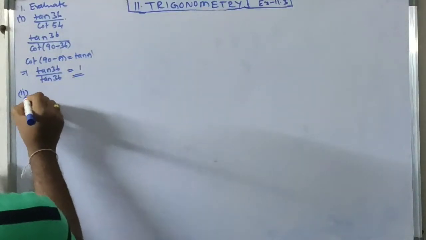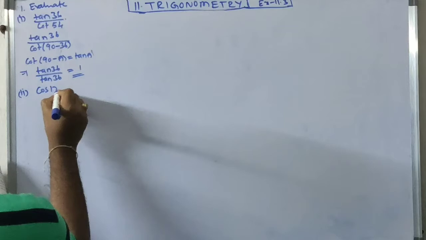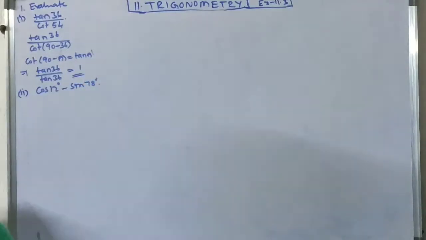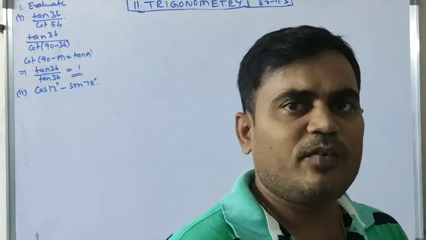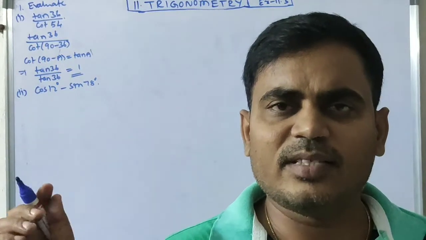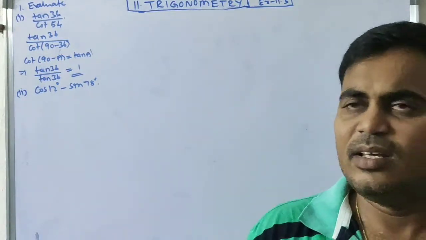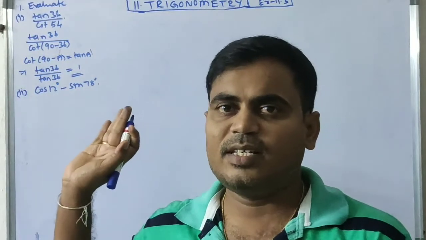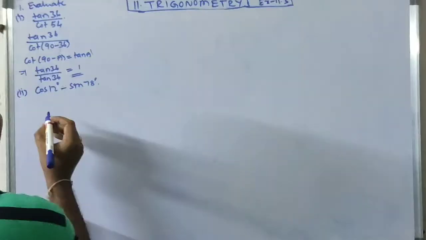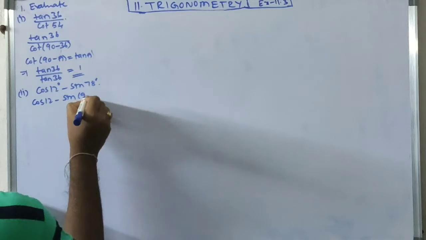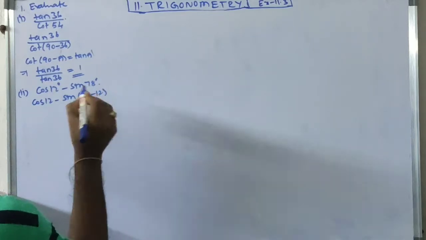Next, the second one is cos 12 degrees minus sin 78 degrees. If we observe the angles 12 and 78, 12 plus 78 equals 90, so they are also complementary angles. Either we convert 12 or 78, one of them we will change. So cos 12 as it is, minus sin of 90 minus 12, since 78 equals 90 minus 12.